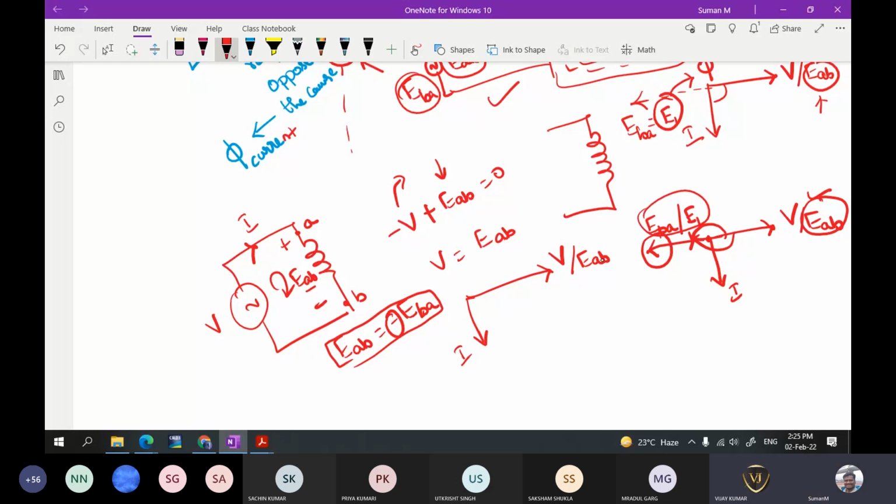If we apply Lenz's law, it will oppose the cause. The cause for this EMF induced is the current which is flowing through this. That current is going to establish some flux. That flux is going to induce some EMF, that is EBA. Okay. Is it clear? Do you understand this?